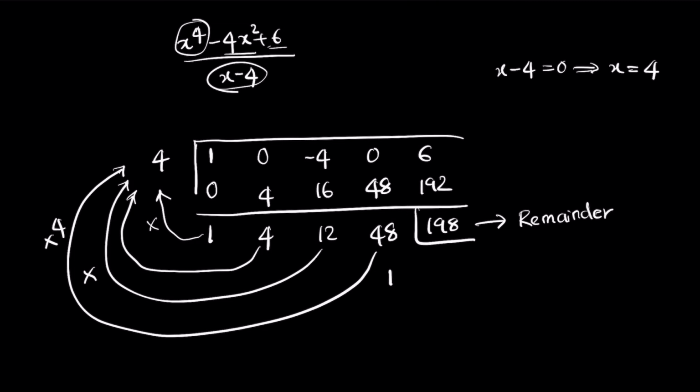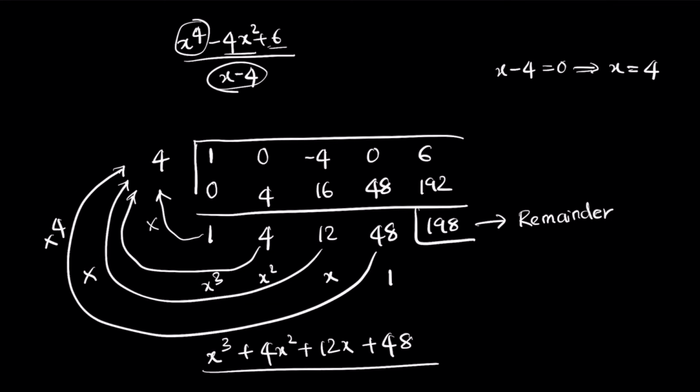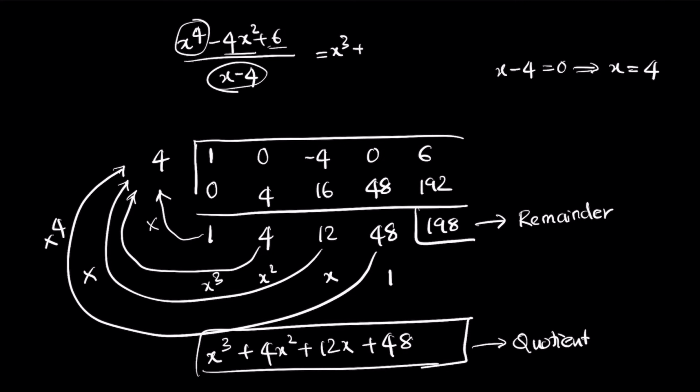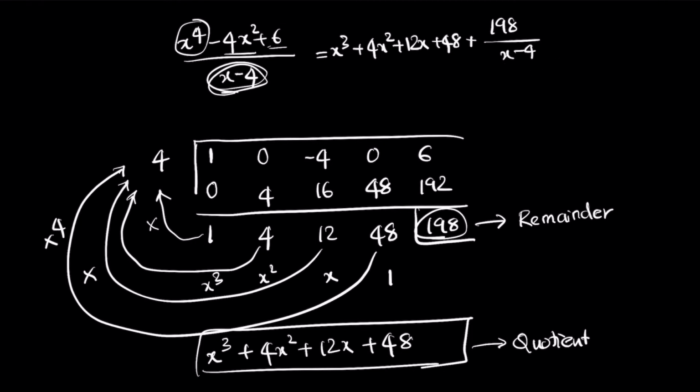Next you have 1, x square, x cube. So multiply the two values and add them. So 1 times x cube, so x cube, plus 4 times x square, plus 12 times x, plus 48 times 1 is 48. So this here is the quotient. So how will you write this? We can write that this value is x cube plus 4x square plus 12x plus 48 plus, you have 198 as the remainder. So 198 by, write down the divisor, x minus 4. So this is the answer.